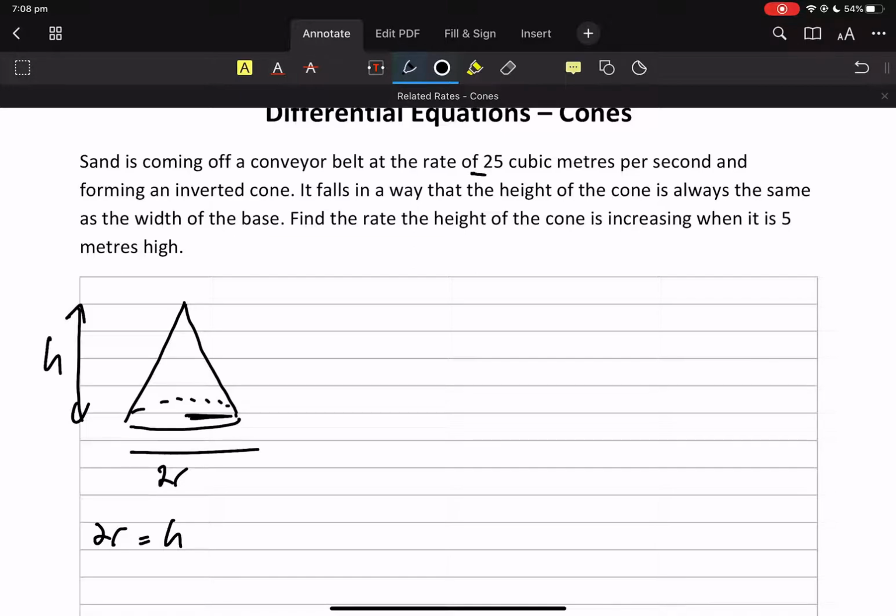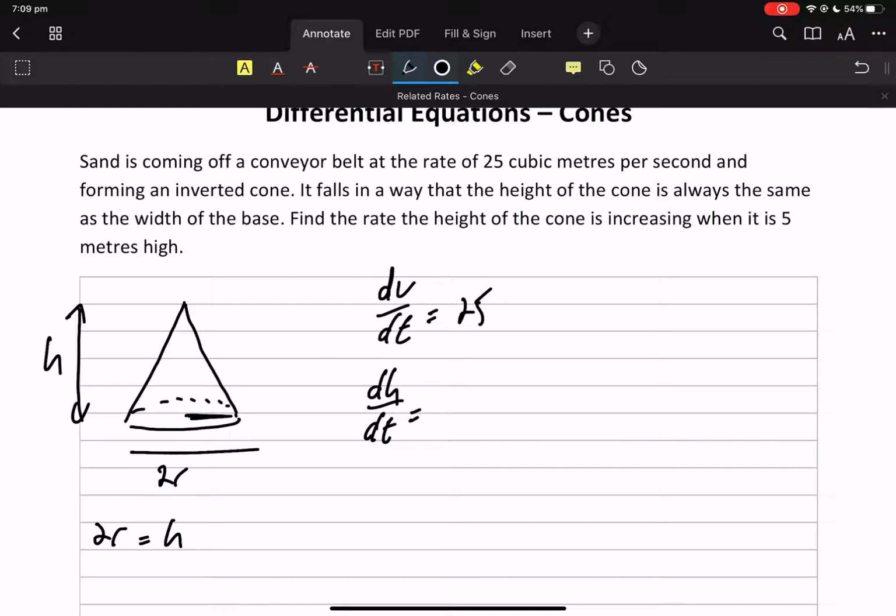We have also got 25 cubic metres per second going on to the top of this thing here. So cubic metres, that's a volume. So we've got dV/dt is 25. The rate of change of volume is increasing by 25 every second. That's a lot of sand. We need to find the rate at which the height's going up. So that's dH/dt.